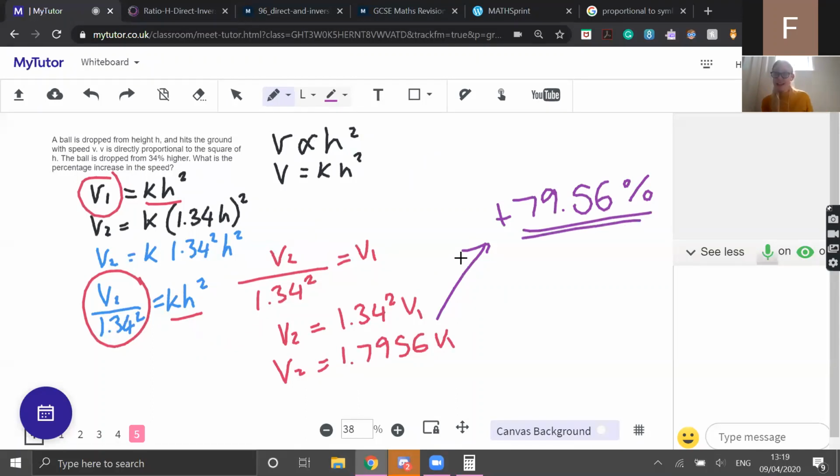And all this has told us is that we're at this height and it falls with this speed. That speed was the original speed. I've increased this by 34%. That speed increased by about 80%, 79.56%. So it's really similar to the other one in the way that we did it. So cool, I think I've actually run over a lot, but hopefully it made sense.